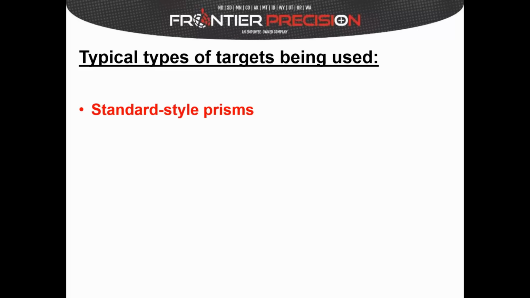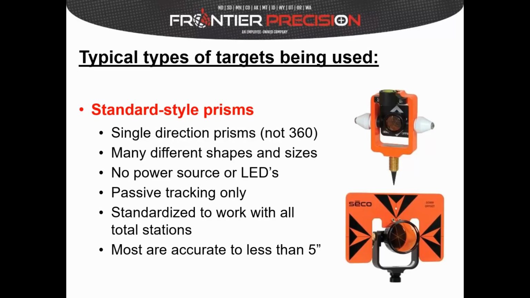And then lastly, we have what we call our standard style prisms. There's many different kinds of just typical standard prisms. I'm just going to kind of showcase the Seco versions because that's typically what we see, obviously being a Seco dealer. But these are single directional prisms. They're not 360-degree prisms. They come in many different shapes and sizes. They come in many different silver finish, copper finish. They come with different prism constants and things like that. So there's a lot of different types out there.